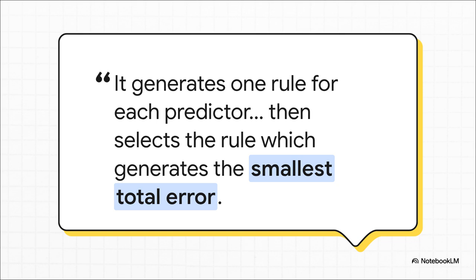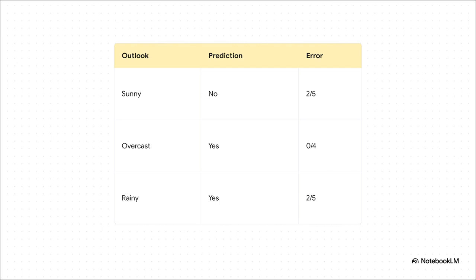The algorithm basically creates a little mini model for each of our 4 predictors. It'll test a rule based only on outlook, then it throws that away and tries one based only on temperature, and so on. And at the very end, it just picks the champion, the one rule that made the fewest mistakes. Let's see what that actually looks like for the outlook predictor.